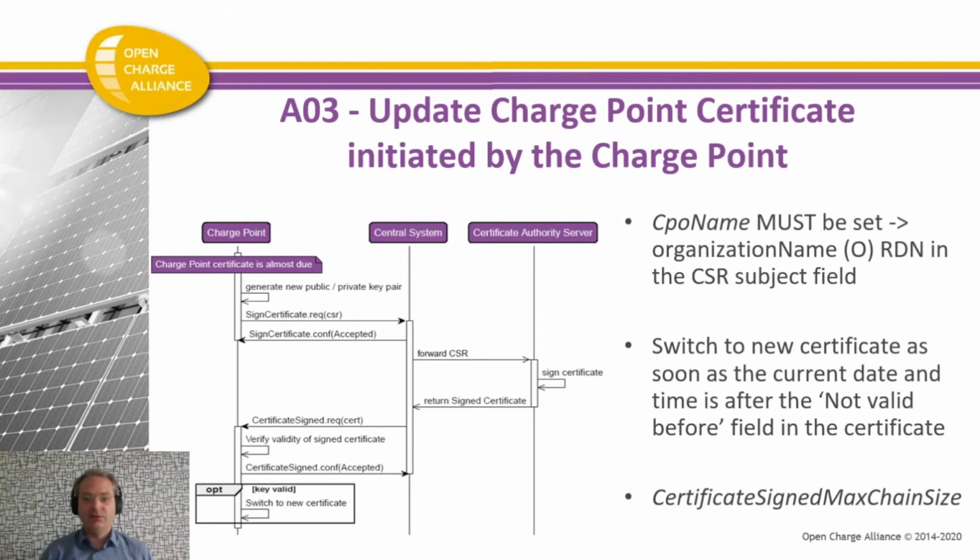One thing that is notable here is that we have created quite a large field for a certificate, because that can lead to memory problems with some charge points. We also include a certificate signed max chain size key. That key can be used by a charge point to indicate what the maximum size of the certificate chain can be, so it can protect it from overloading its memory.